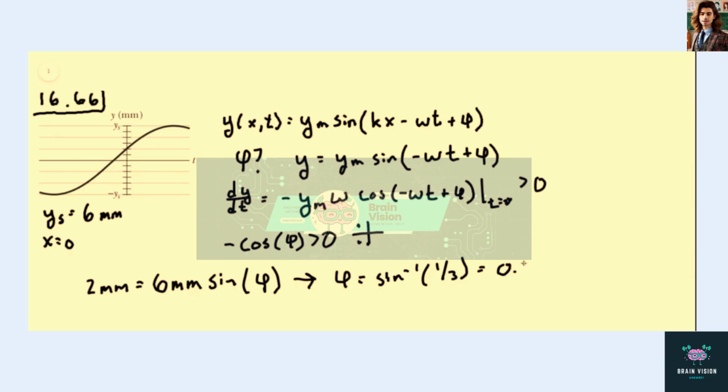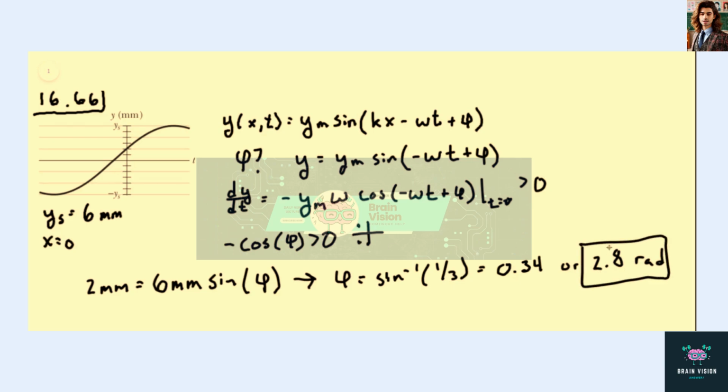So this is either 0.34 radians or 2.8 radians. But we know that our angle has to be in the second or third quadrant, so that has to be 2.8 radians.